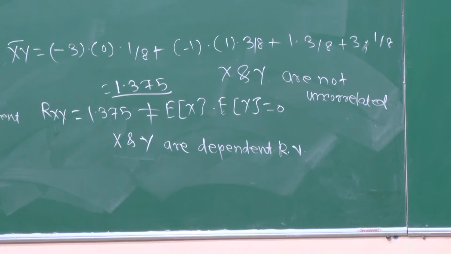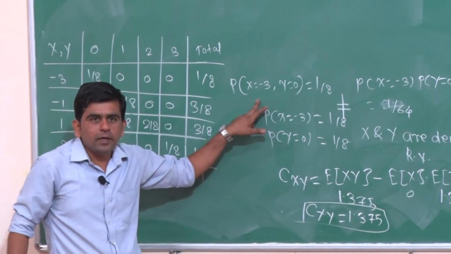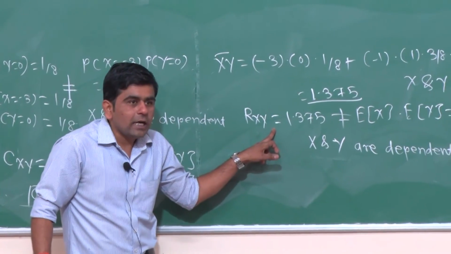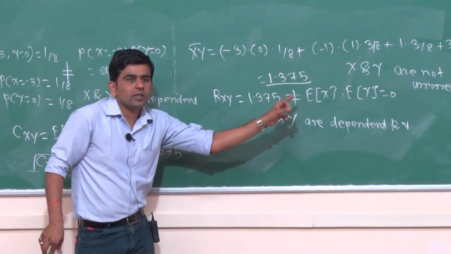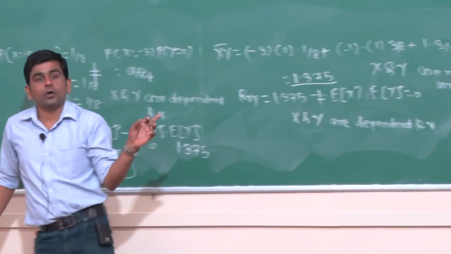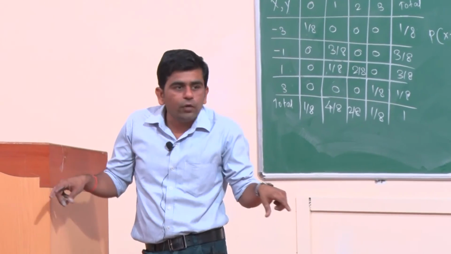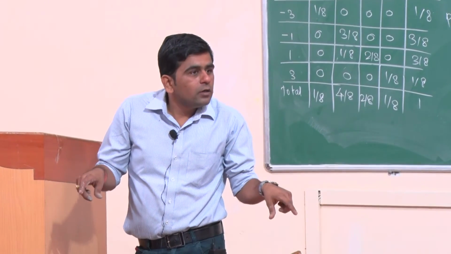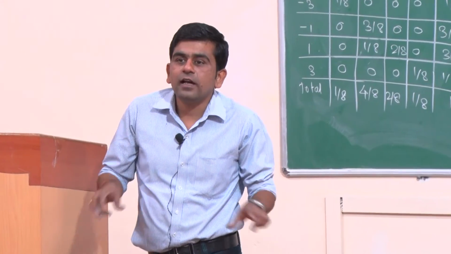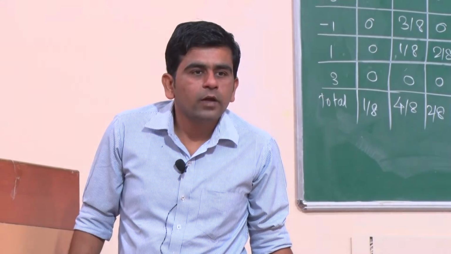To find out the dependency, we have two ways. First of all, we check their joint probability, and the other way is to find out their correlation and mean value. When the expected value of XY is equal to the expected value of X into the expected value of Y, then these two random variables are uncorrelated to each other, or we can say that they are statistically independent. Is it clear? Any questions?